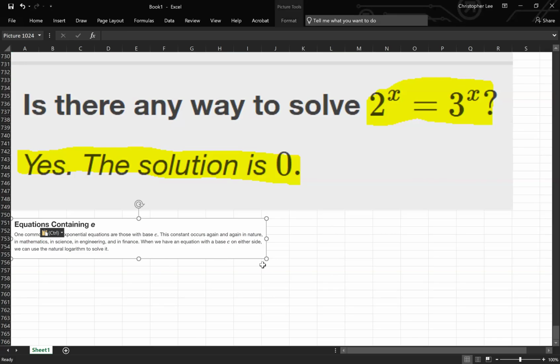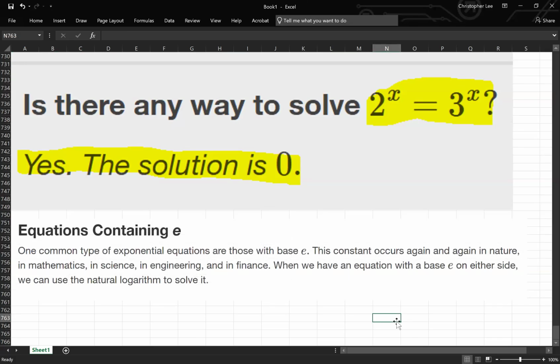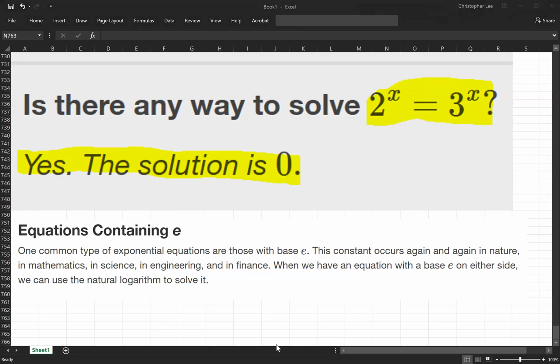All right, so let's talk about equations that contain e. One common type of exponential equation are those with base e. My favorite. This constant occurs again and again in nature, in mathematics, in science, in engineering, and in finance. When we have an equation with a base e on either side, we can use the natural logarithm to solve it. Even if it didn't have e, you can still use the natural logarithm.